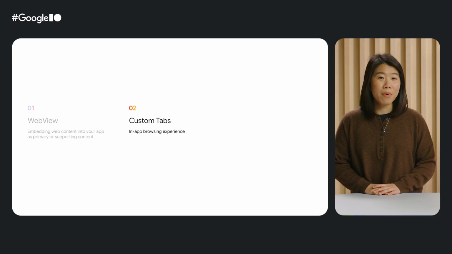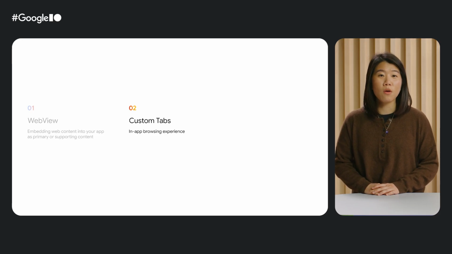Now, let's look at the second use case for using embedded web within your app. In-app browsing is best for when you are looking for a more full and traditional browsing experience, but still want it done within the context of your app. While WebView can also be used in this scenario, it is typically for very advanced custom browsing experiences where you have a high level of investment to build and maintain the experience. Instead, we recommend custom tabs as the primary method to implement an in-app browsing experience.